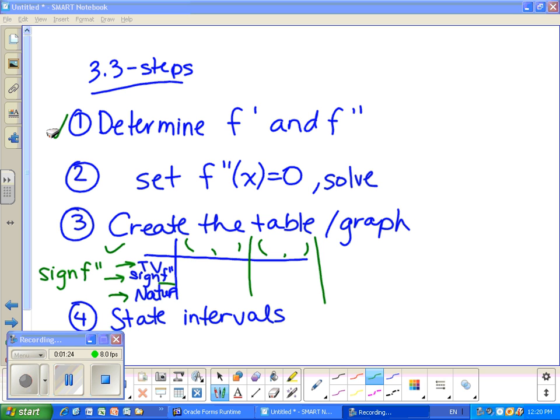You first have to determine all your derivatives. The only reason you have to find f single prime is in order to find your double prime. Then you want to set your double prime equal to 0 and solve for those x values. Then you create your table just like we did before, this being the only difference. And then you would state your intervals. These will be your intervals of concavity.